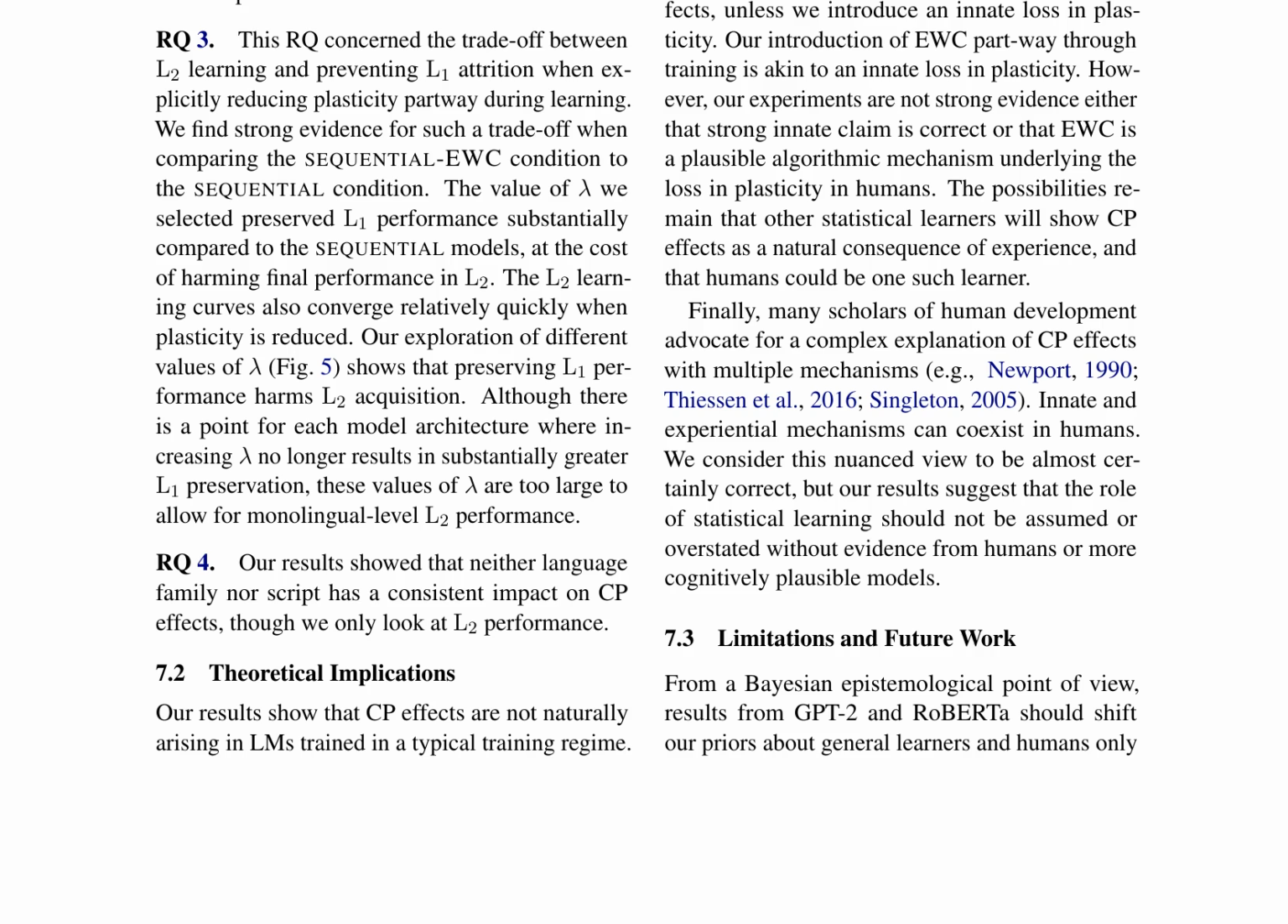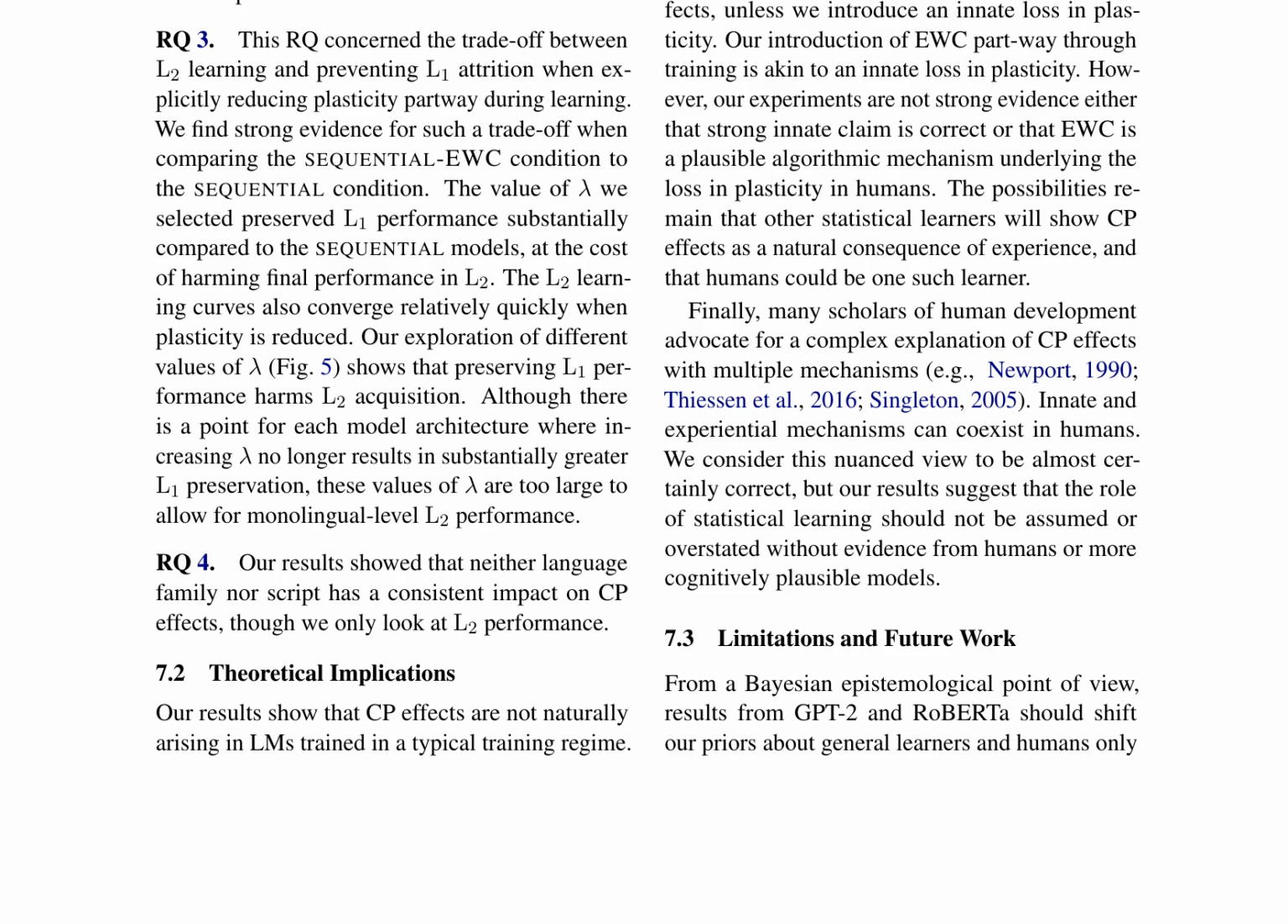The researchers discussed the theoretical implications of their findings, suggesting that critical period effects do not naturally arise in language models trained under typical regimes. However, they proposed a methodology to reverse engineer human-like learning patterns by artificially reducing plasticity later in training. Their results refute the strong experiential claim, which posits that all successful learning algorithms will exhibit critical period effects, and are consistent with the strong innate claim, which states that innate maturational stages are necessary to produce critical period effects.